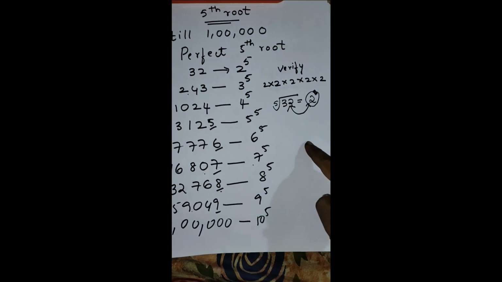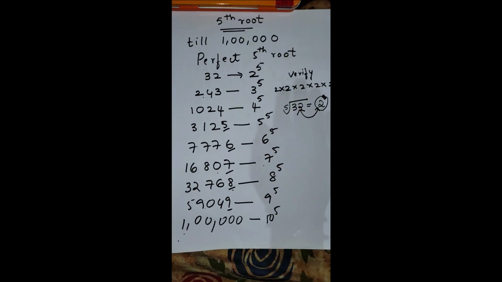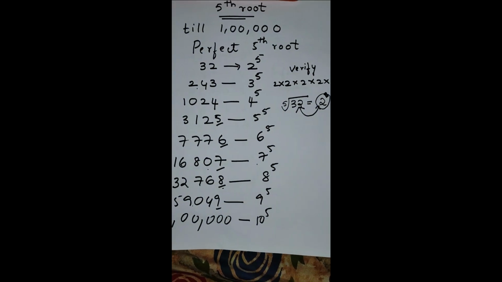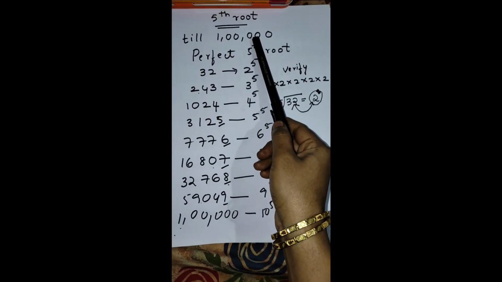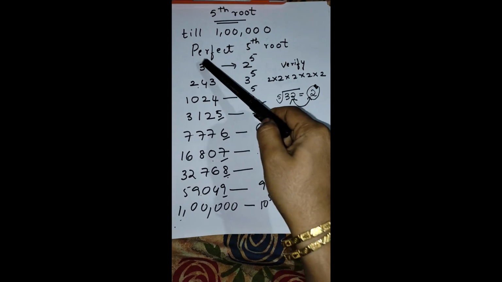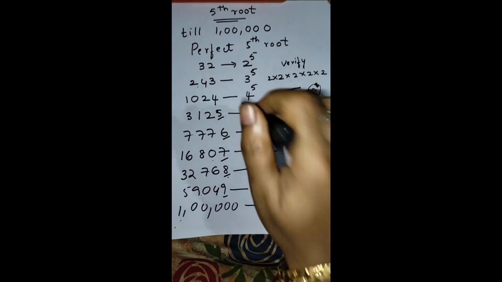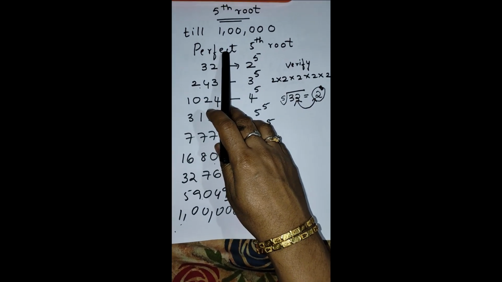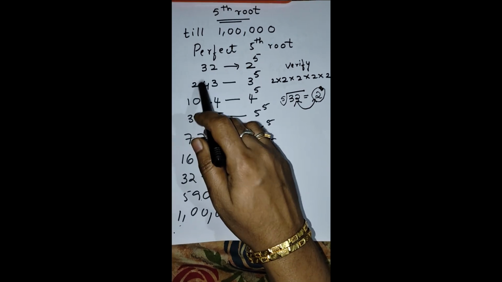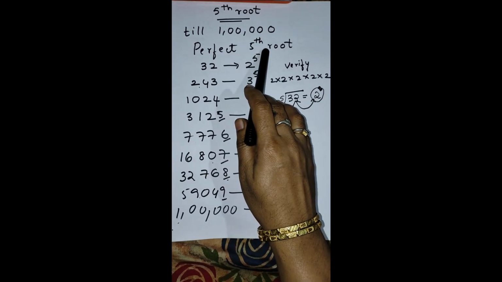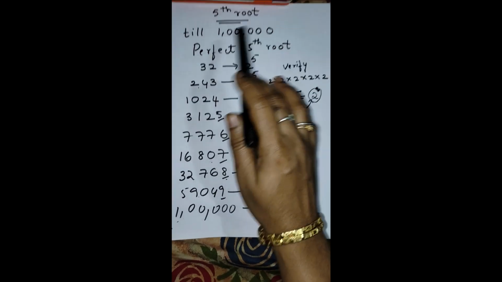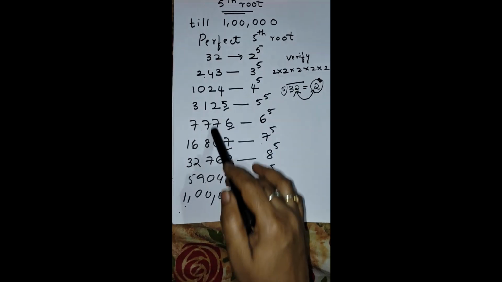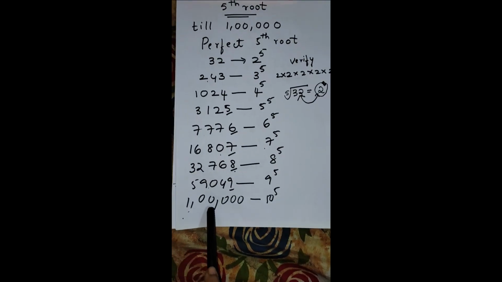It is an easy way to get the fifth root of any number till 1 lakh. The condition is that the number should have a perfect fifth root, like perfect square, perfect cube. Now, I have a series of numbers here, written till 1 lakh.